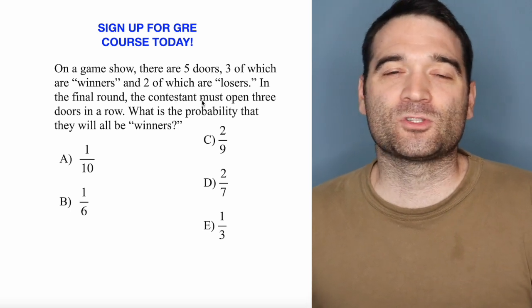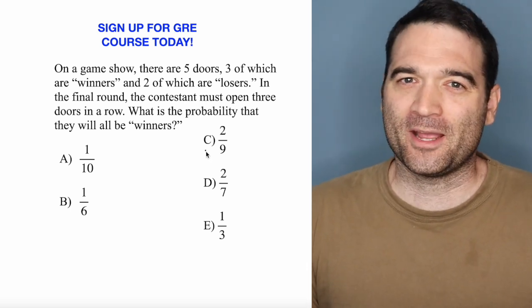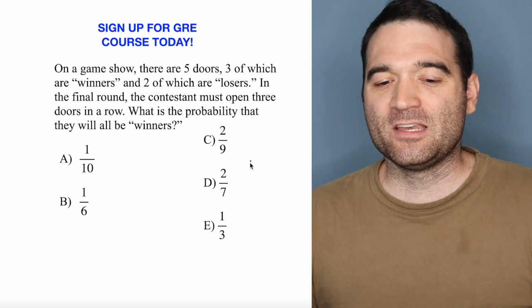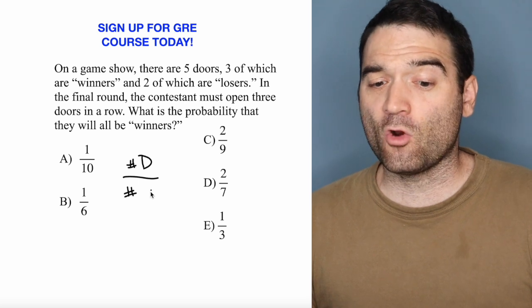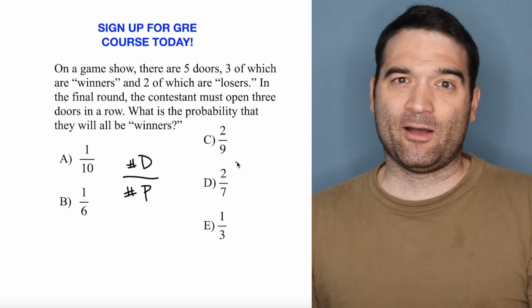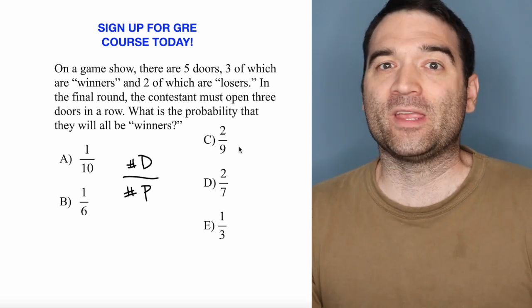So here's the story. We're talking about probability. And as a very brief reminder of what probability is, it's the number of desired outcomes over the number of possible outcomes. So we're talking about an outcome where we're picking 3 doors.